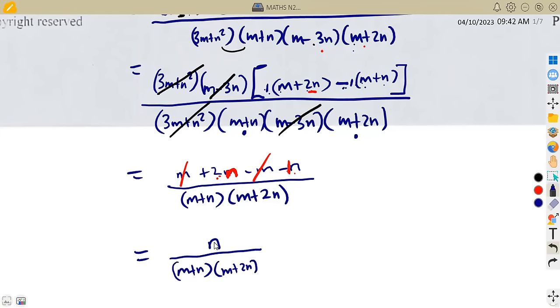And don't be tempted to cancel the n and the n here. These are expressions, these are terms, so these two cannot cancel. You can only cancel on a condition like a bracket and a bracket equivalent to each other. Then on that note, we can cancel the given brackets.